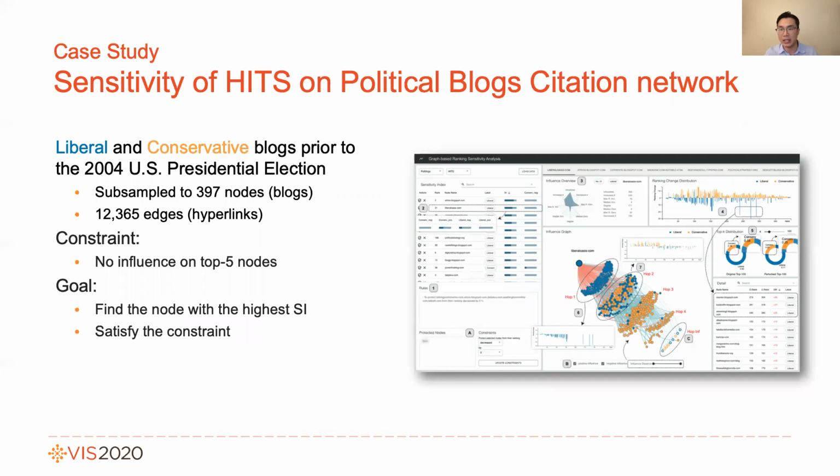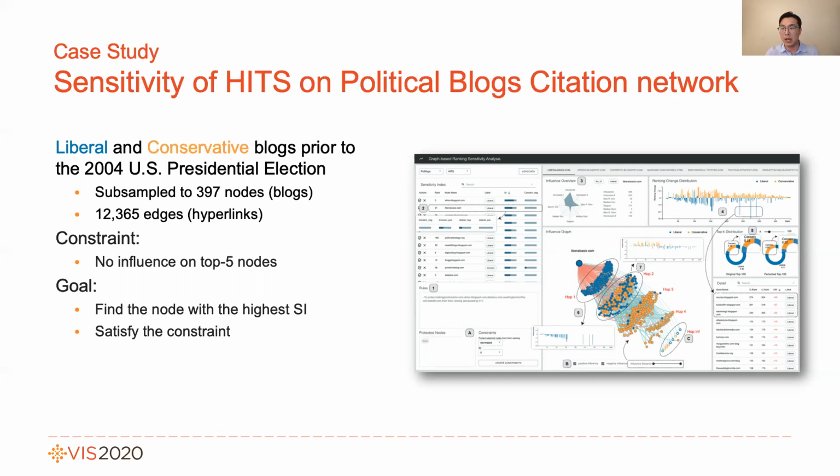Now we demonstrate our case study to explore the sensitivity of HITS on a political blog citation network. We consider the dataset as political forums where members post views and opinions on certain political topics. The search results' ranks are determined by the graph ranking algorithms, and higher ranked opinions are more likely to be read and shared. However, there is a possibility that nation-state actors can manipulate the ranking results so that certain political opinions are more likely to be exposed to the public.